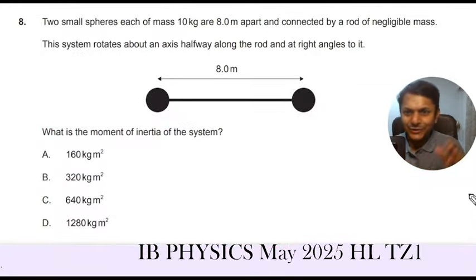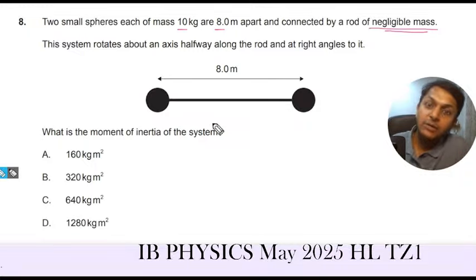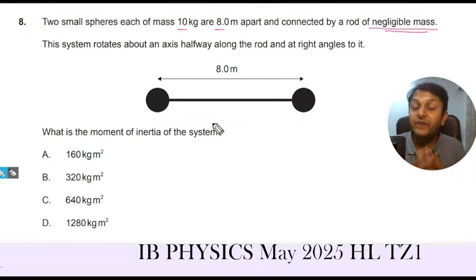Okay, dear students, another question from moment of inertia. Very good. So two small spheres, each of mass 10 kg, are 8 meters apart and connected by a rod of negligible mass. So you have to consider this. Because in these kinds of questions, when you are talking about the moment of inertia, the masses become very important. So if the rod was having mass, the moment of inertia for the rod has to be either remembered by you, or it should be given in your formula sheet or in your question.